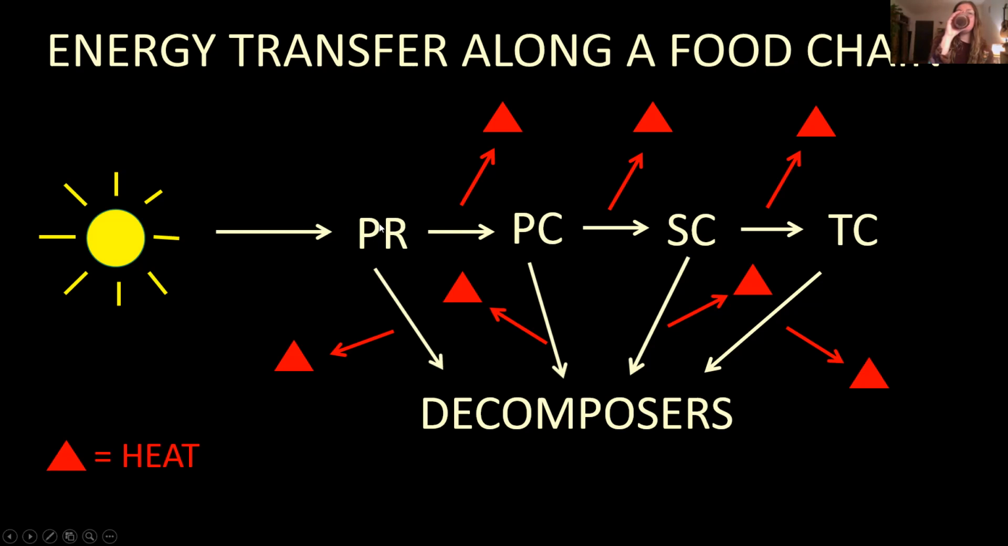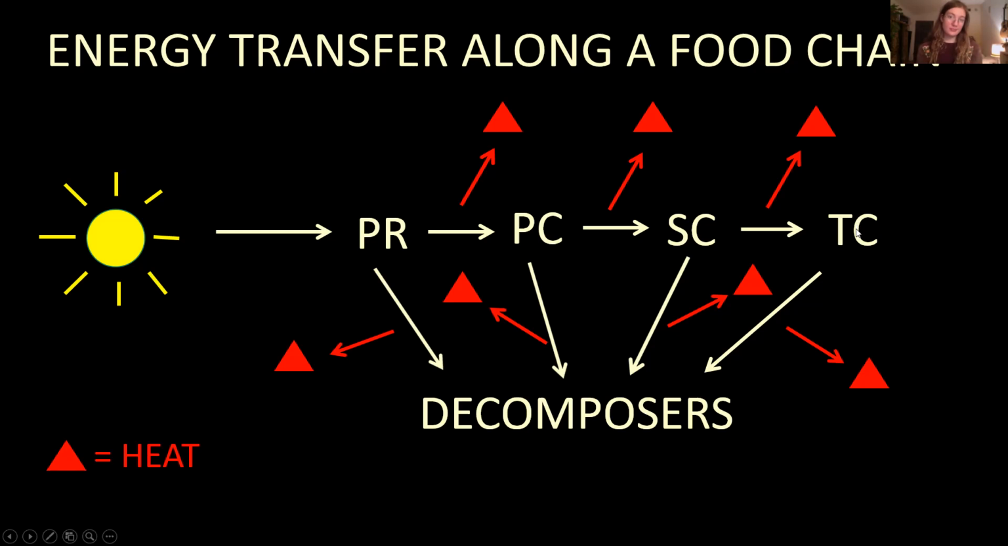1,000 kilograms of producers could support 100 kilograms of primary consumers. How many kilograms of secondary consumers could that support? 10. 10. And how many kilograms of tertiary consumers? 1. 1. So you got huge amounts of producers that can support a rather small population biomass of tertiary consumers. That's why you don't have extremely long food chains. In very, very high primary productivity ecosystems, you might get a quaternary consumer level, a 5th level, but almost never.